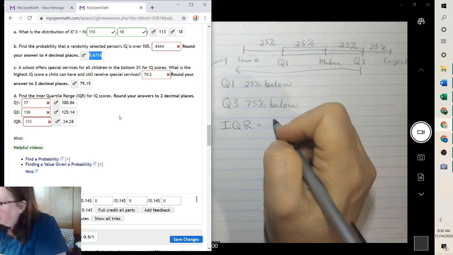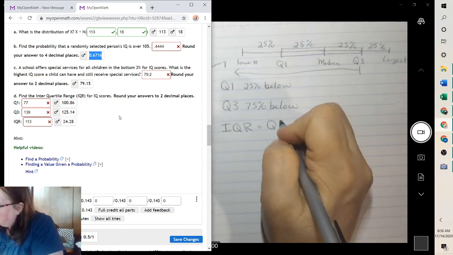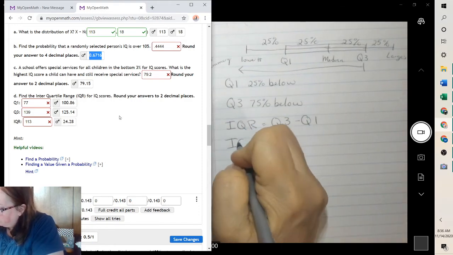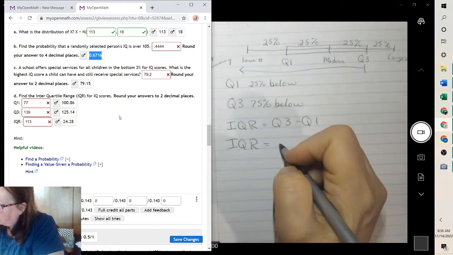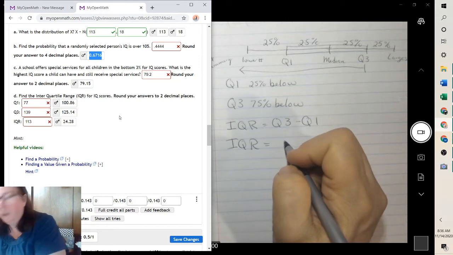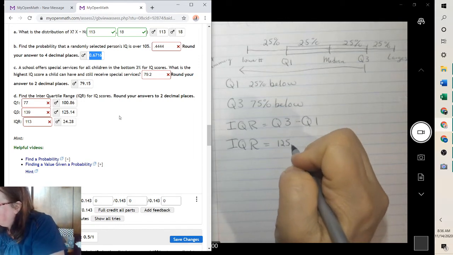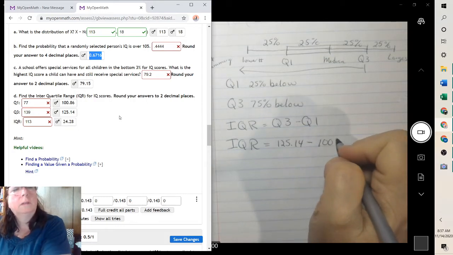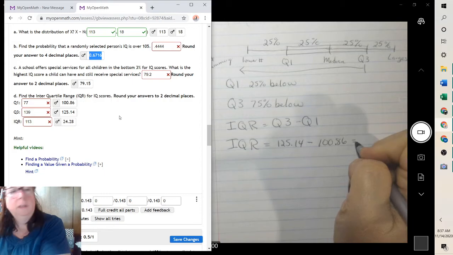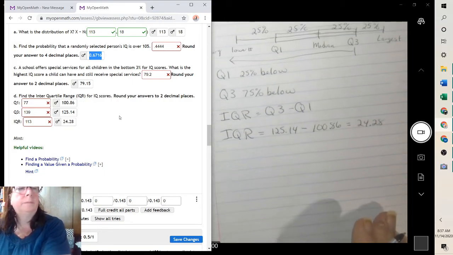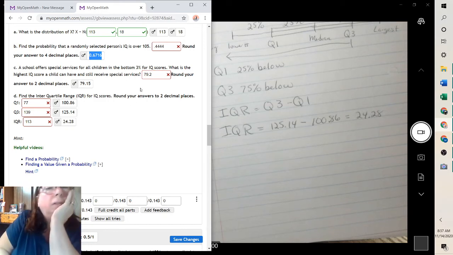IQR is just subtracting these two. Q3 minus Q1. Forgot what they were. 125. And you'll get 24.28. This one was correct.